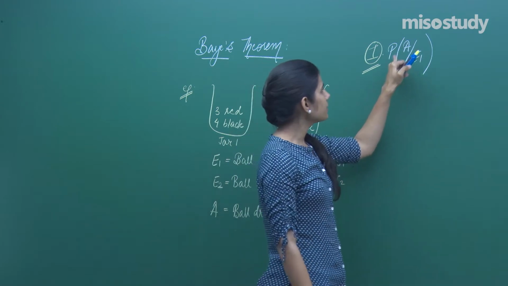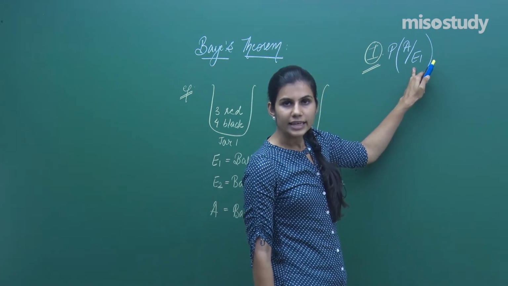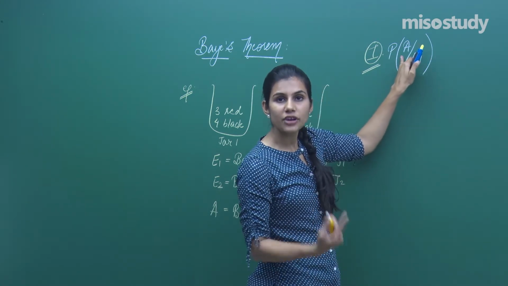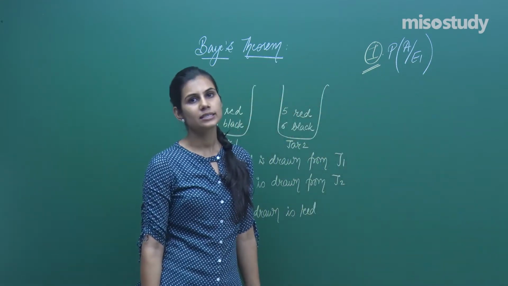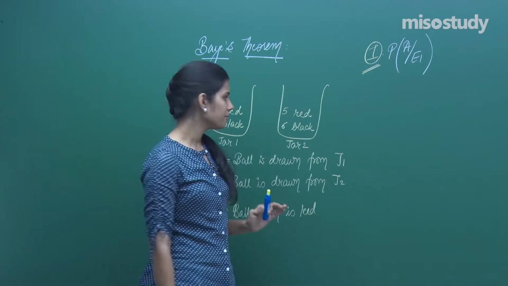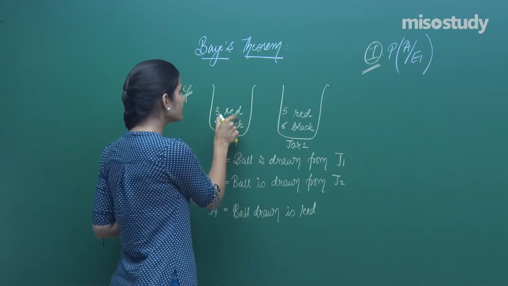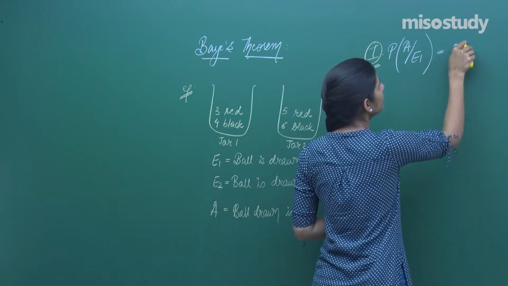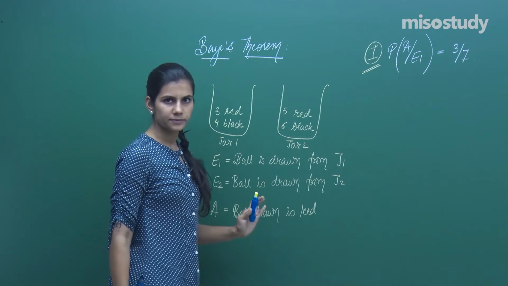What is the probability that the ball drawn is a red ball when I already know that it is being drawn from jar 1? E1 is the event that the ball is being drawn from jar 1, A is the event that the ball drawn is a red ball. So, probability of A given E1 is nothing but the probability of drawing a red ball from jar 1. This is very simple. You know that there are 3 red balls in total, there are 7 balls. So, 3 by 7 is the probability of a red ball being drawn from jar 1.